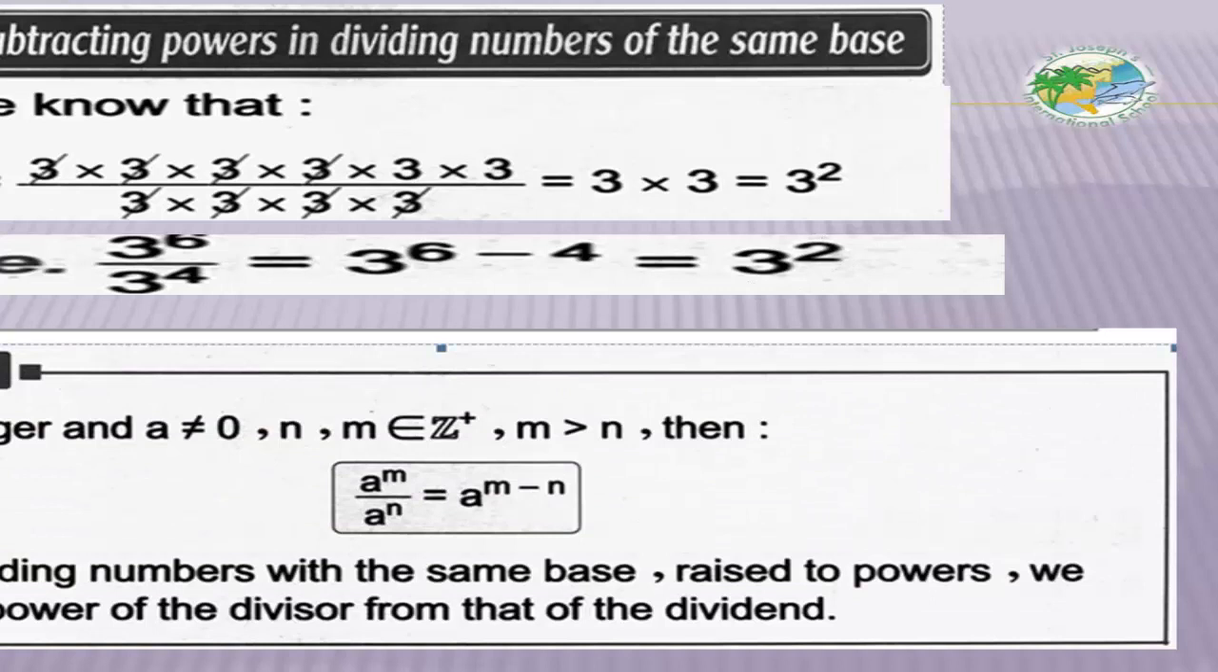Generally, if a is an integer and a not equal 0, m belongs to Z positive, m greater than n, then a power m over a power n equals a power m minus n. When dividing numbers with the same base raised to powers, we subtract the power of the divisor from that of the dividend.